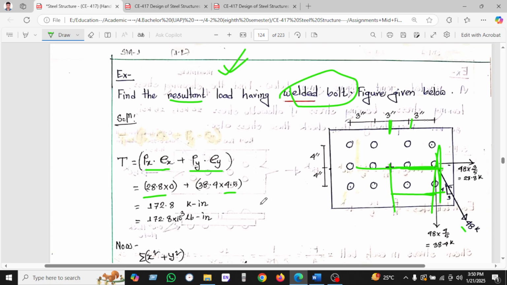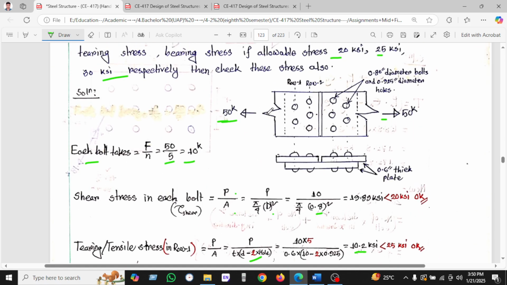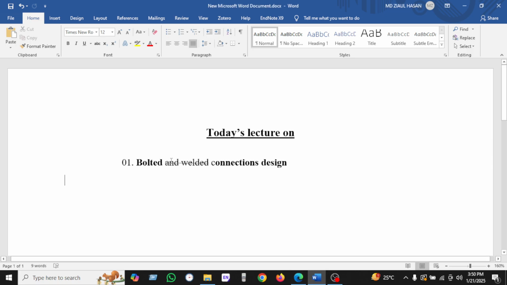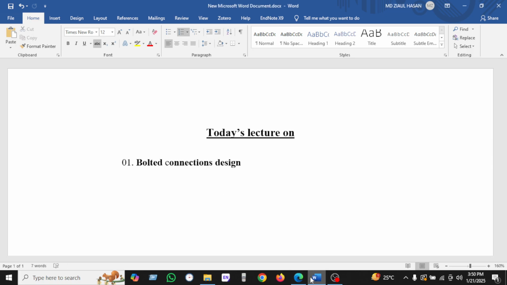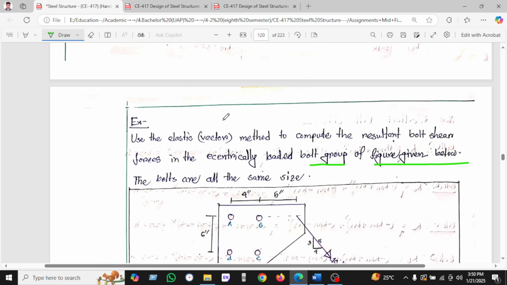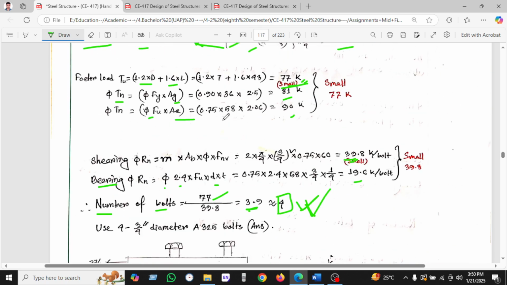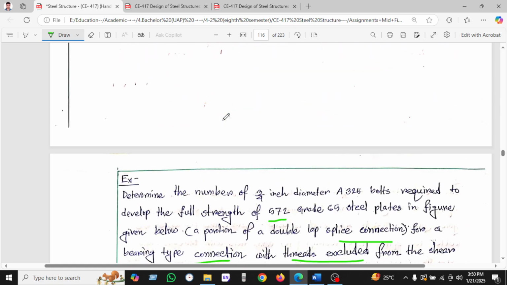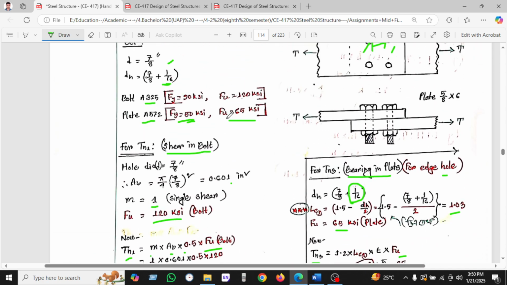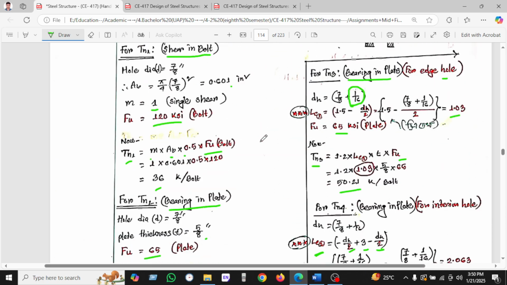Okay, the lecture is very lengthy, so I am covering only bolt connection design. In the next lecture I will deliver the weld connection, how to design the weld connection in steel structures. If you have any questions, you can ask me, comment, or mail me.